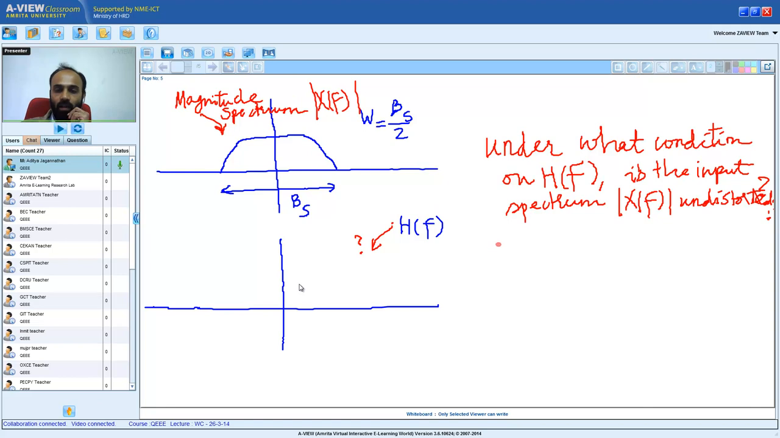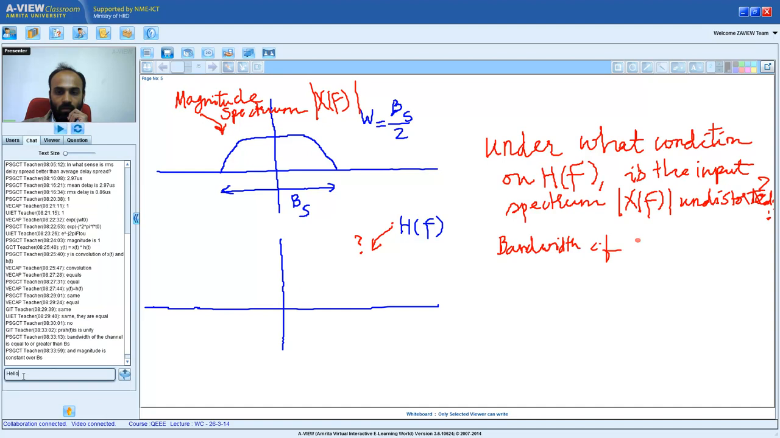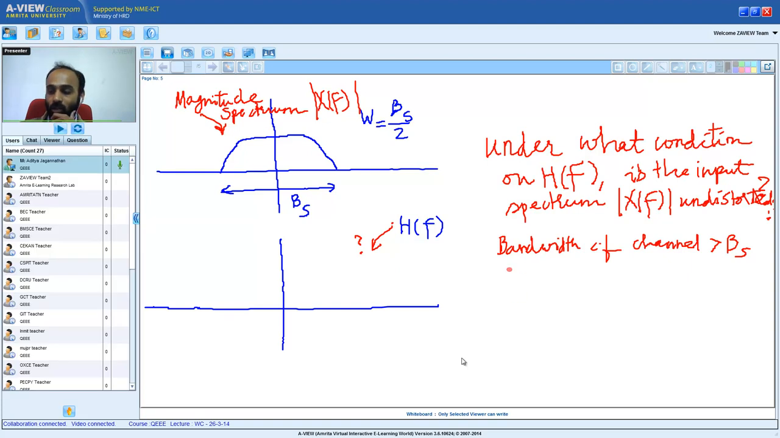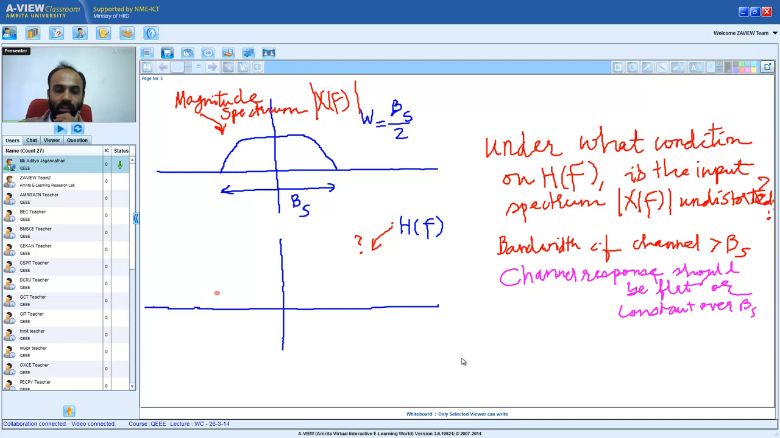Okay, so we need a channel that has to satisfy two conditions. The bandwidth of the channel must be greater than the bandwidth of the signal. And more importantly, the channel response should be constant over the bandwidth. The channel response should be flat, or constant. For example, let me give you an example.